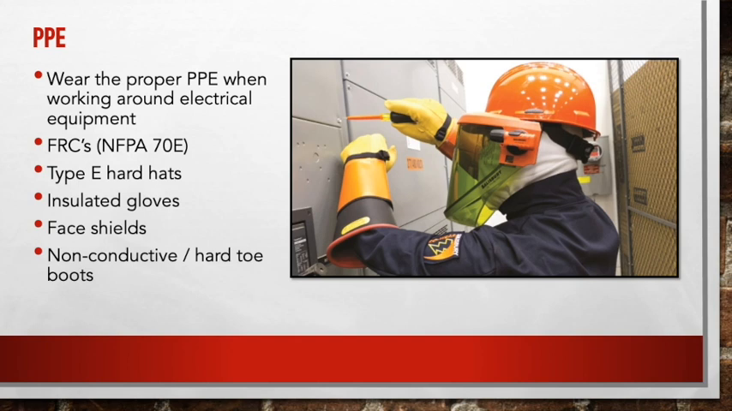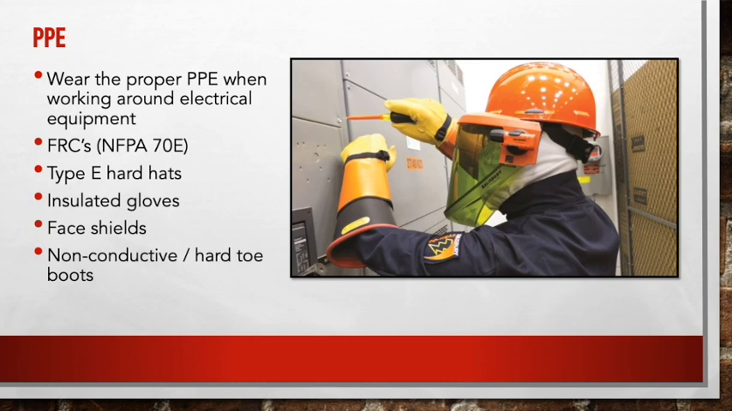So PPE is also different with electricity. Even the FRs that we use are different. With oil and gas, we use an NFPA number that's different than the electrical one. The electrical one is NFPA 70E, and that's the one designed for electricity. Type E hard hats are rated to 20,000 volts. Fortunately, in oil and gas, most of our hard hats are Type E. If you look on the bottom, on the brim, it'll tell you what type of hard hat it is.